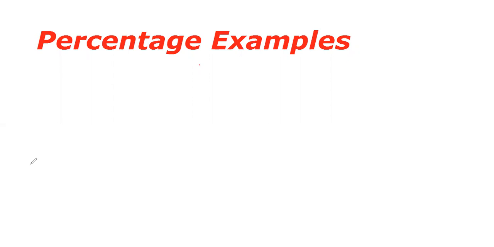Good afternoon to all. Here we are getting the shortcut methods of percentage examples. As we know, if the price of a commodity increases by R%, then the reduction in consumption so as not to increase the expenditure is R upon 100 plus R into 100%. We have seen some examples also. So look at this, R divided by 100 plus R into 100%. By using this formula, we are solving one example.